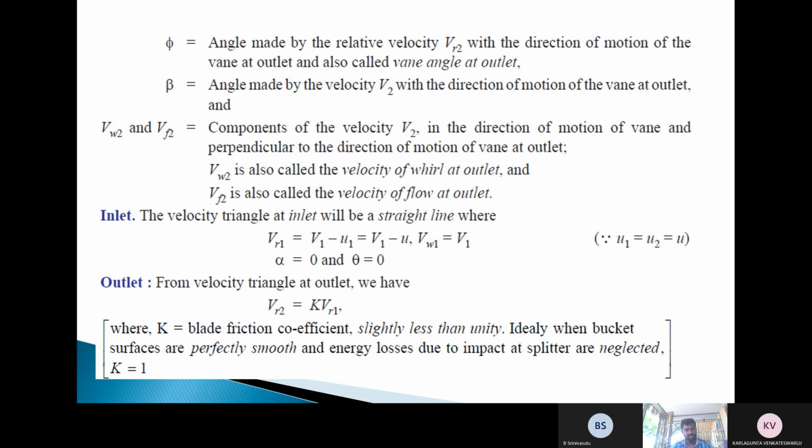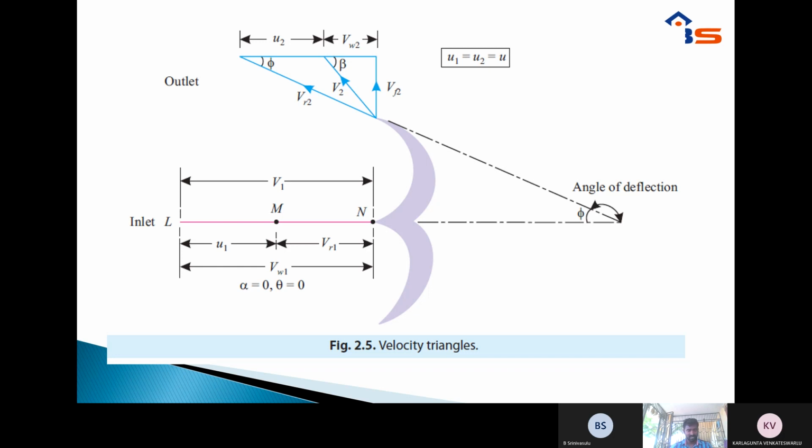Next, the velocity triangle at inlet is a straight line. Okay, the inlet velocity triangle is a straight line. VR1 equal to V1 minus U1 equal to V1 minus U. VW1 equal to V1. And therefore, U1 equal to U2 equal to U. These are the velocities of flow. Next, alpha equal to 0, theta equal to 0, because in this diagram there are no angles alpha and theta.